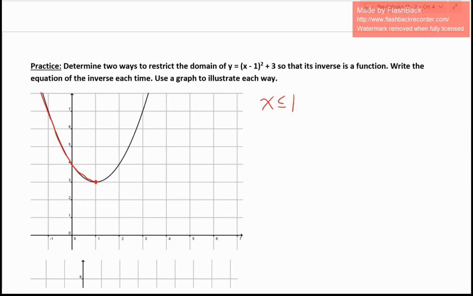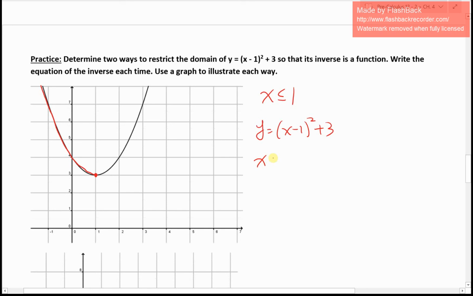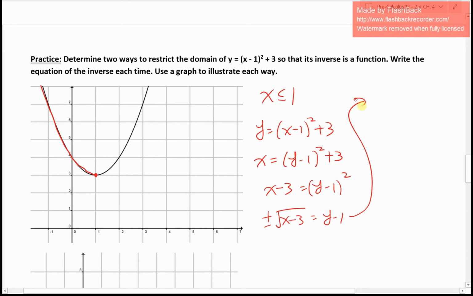Okay, so now we are going to again find the equation. Here is the original parabola function that we have. Now we're going to switch x and y. So I have x equals y minus 1 squared plus 3. I'm going to subtract 3 here. Got y minus 1 squared. I can now square root both sides. This equals y minus 1. And finally, we have 1 plus or minus square root of x minus 3 equals y. Now notice there's two parts, right? 1 plus and 1 minus. The question is, well then how do I know which part this is going to be?